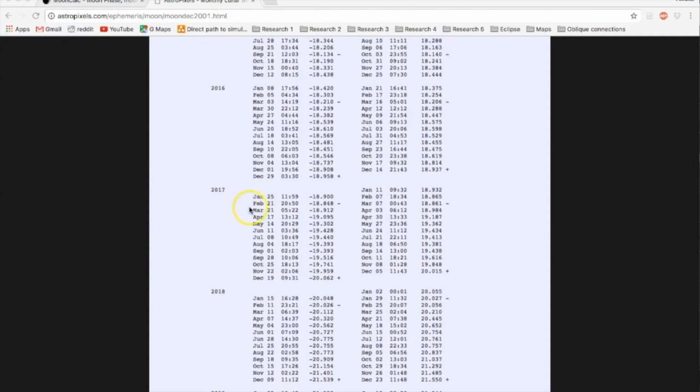So now we're in 2017 and we're going to be looking at the equinox. Here's March 21st. This is very close. So we're at 18.912. So if we look at the latitude of 18.912, now notice this is a minus. This is going to be a southerly latitude.